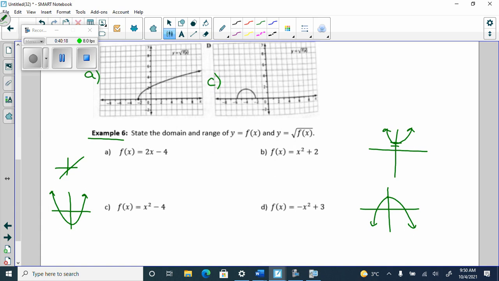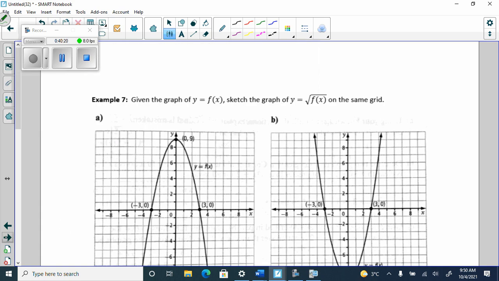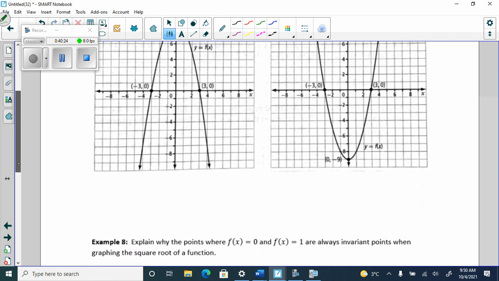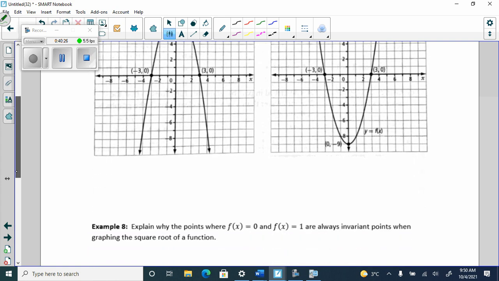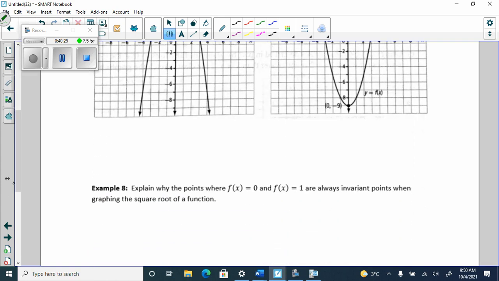So you can do example 6 tonight and example 7, where I just give you the function and you have to sketch the root. And then you're going to explain example 8, and we're going to go through them quickly tomorrow. So that's your homework for tonight.